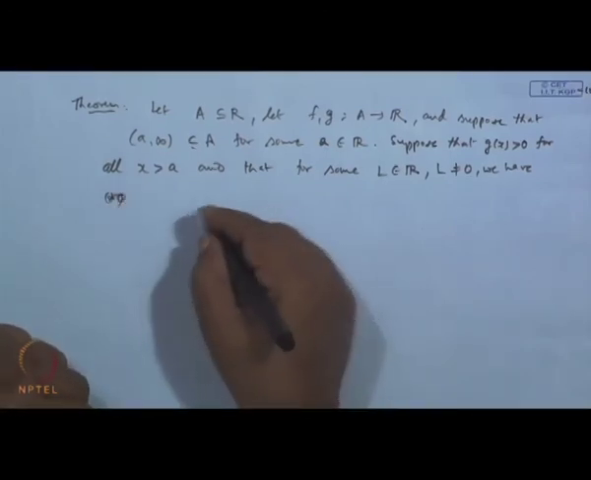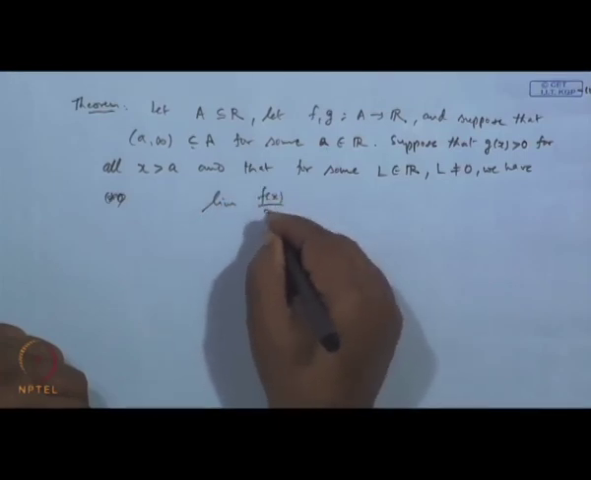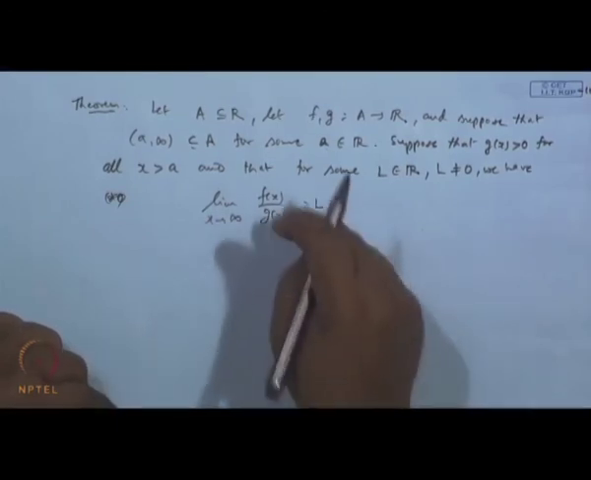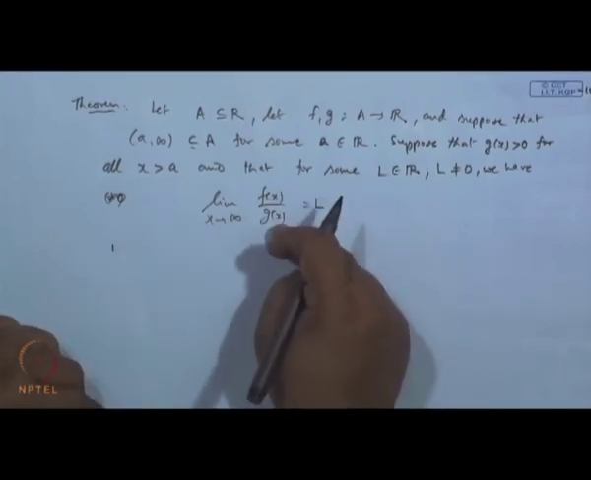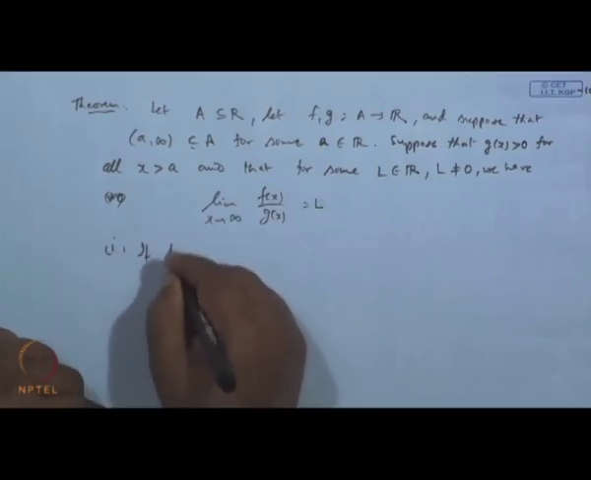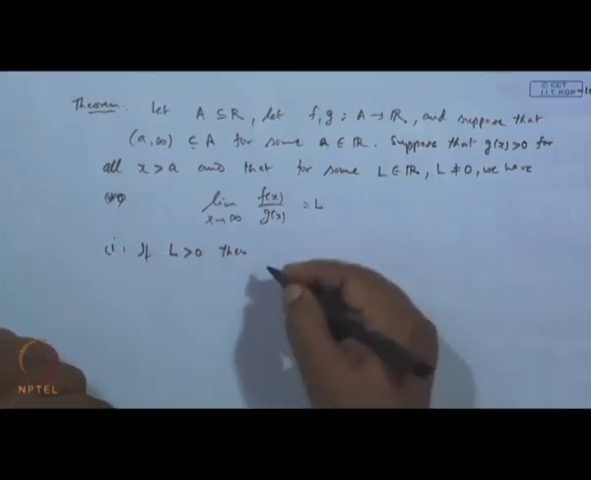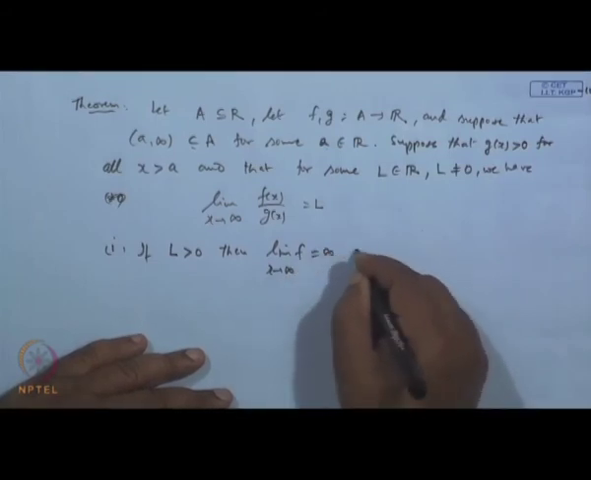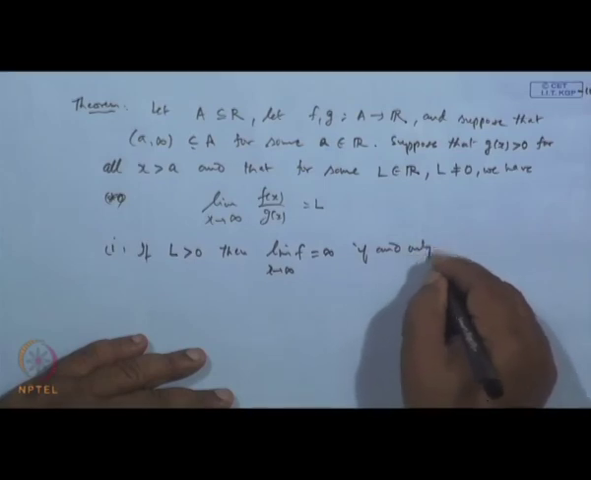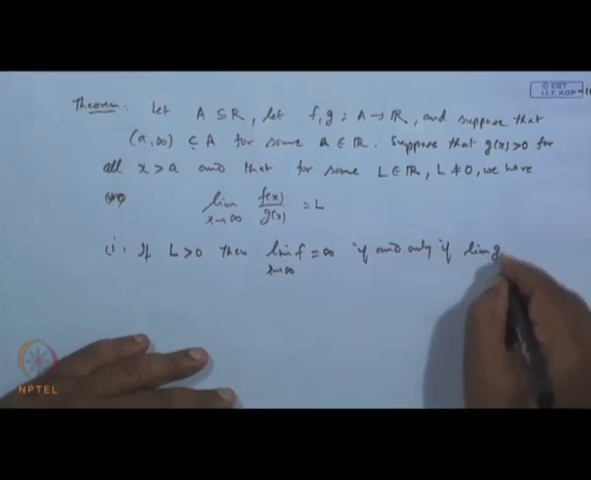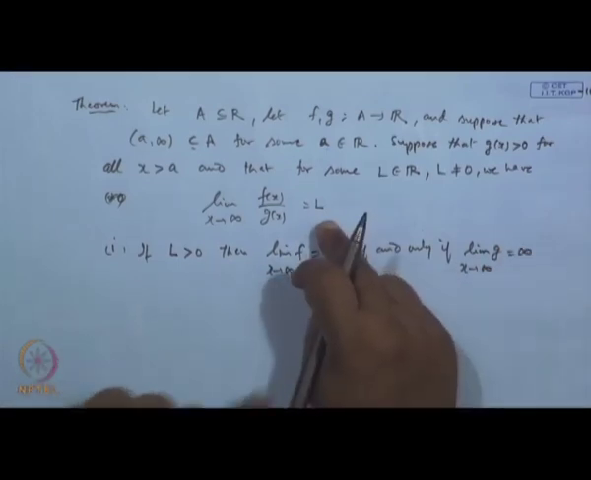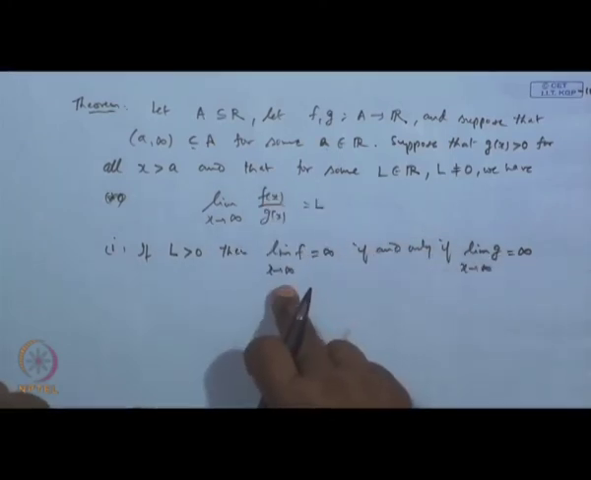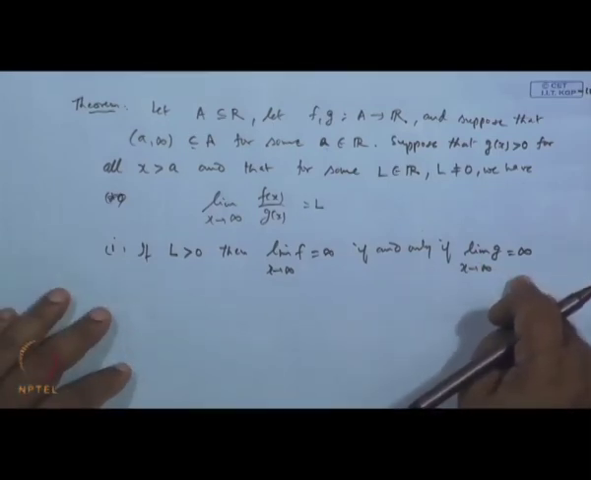First is the limit of f(x) by g(x) when x tends to infinity is, say, L. Then depending on L, we can identify the limit for f and g. So, first condition: if L is positive, then the limit of f as x tends to infinity is infinity if and only if the limit of g as x tends to infinity is infinity. So, if L comes out to be greater than 0, then both these functions f and g, when x is sufficiently large, will be infinity. The value will come out to infinity.